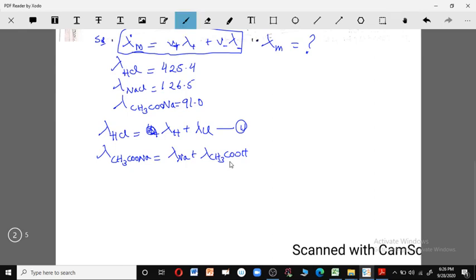Yes, COO minus, not H. This is equation number 2. When you dissociate sodium chloride, what is remaining? You will get lambda sodium plus lambda chloride. So these are equations number 1, 2, and 3.